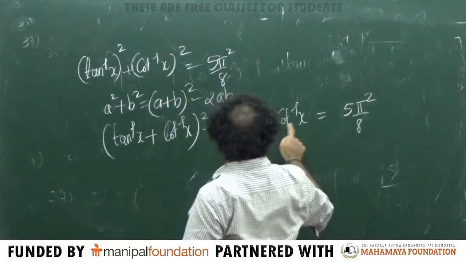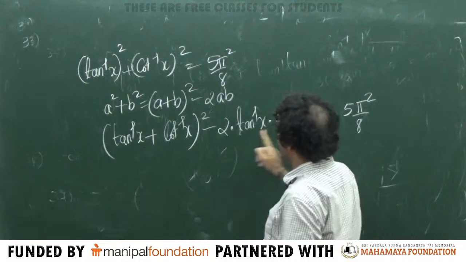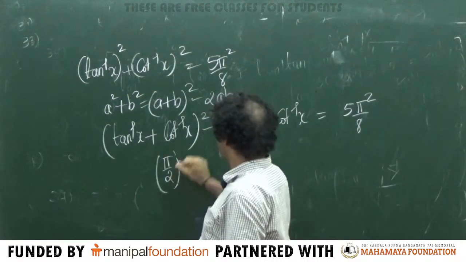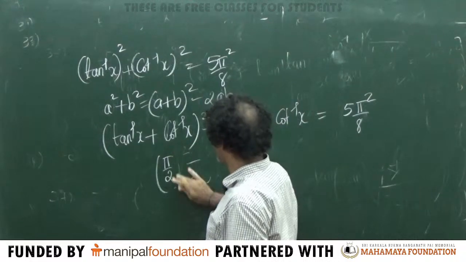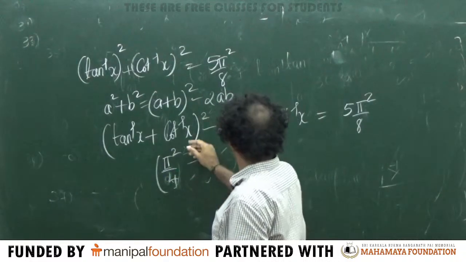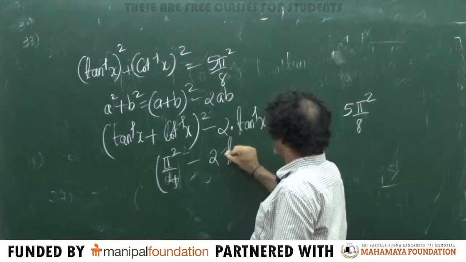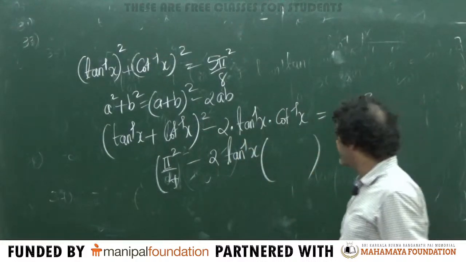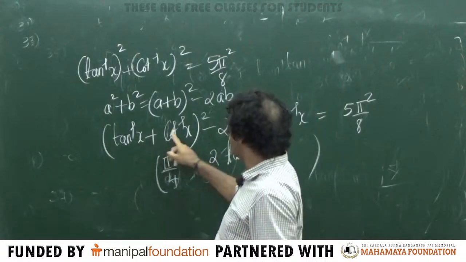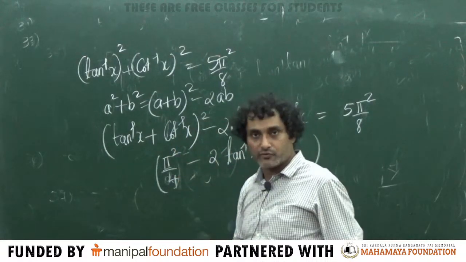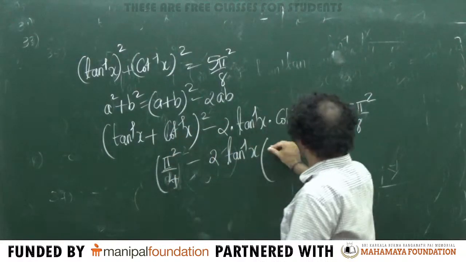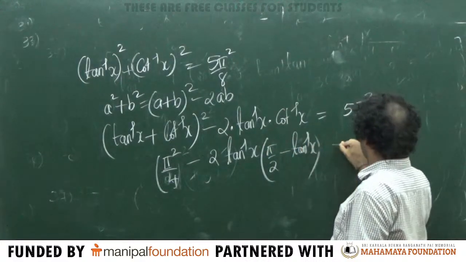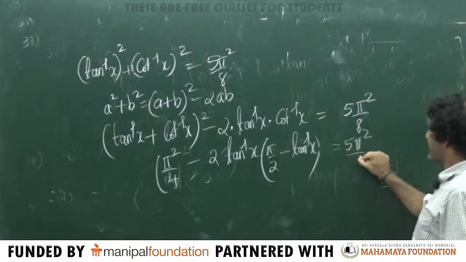So what is cot inverse x? We know tan inverse x plus cot inverse x is pi by 2, but there is a square which makes it pi square by 4. But here, minus 2, one variable is tan inverse x, another one I can't keep separate, right? We will fall in trouble. Do we know tan inverse x plus cot inverse x is pi by 2? So who is cot inverse x? Pi by 2 minus tan inverse x is 5 pi square by 8.